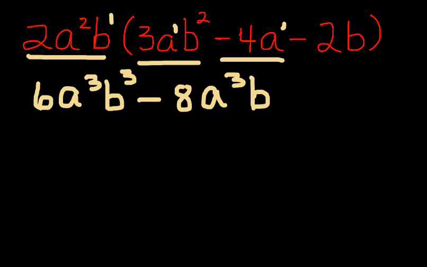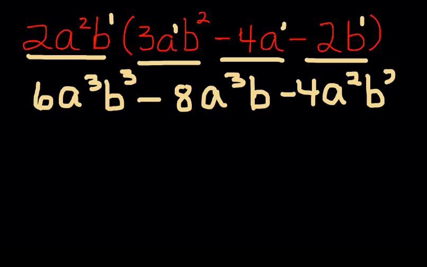And then finally, 2a squared b times negative 2b is negative 4. Nothing to put with the a squared. And add the b's together, b to the second. And there is your answer, since there's nothing to be combined here.